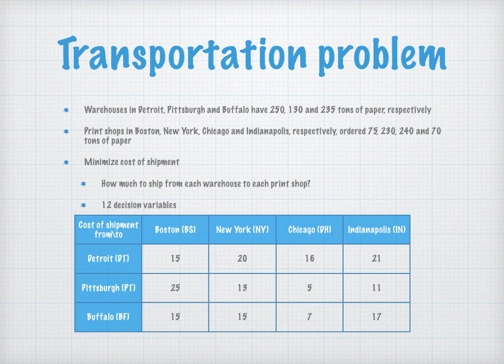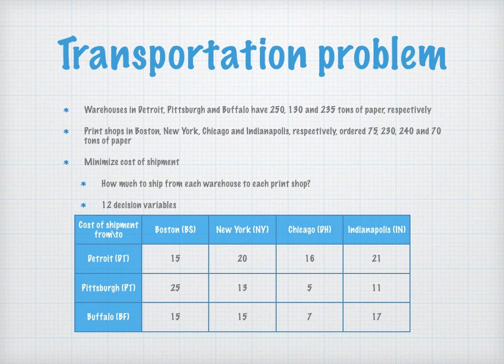The transportation problem is another common problem that can be formulated in linear programming terms. In this case, we have 3 warehouses holding paper that has to be shipped to 4 print shops. You can see that there are constraints on the supplies at each of the warehouses and demands for each of the print shops. The company wants to minimize the cost of shipment from warehouses to print shops, at the same time satisfying the various constraints for supply and demand.